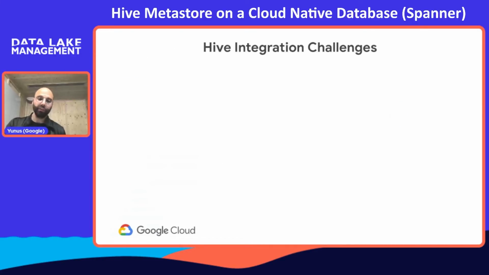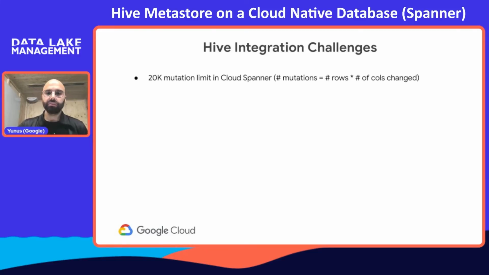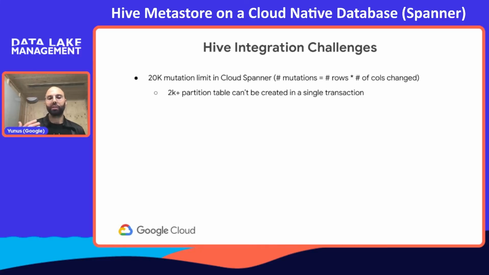What we dealt with in the Hive integration challenges, some of them are like, in Spanner you can do 20K mutations in one single transaction, and mutations are inserts, deletes, etc. And the number of mutations is the number of rows times the number of columns. It's not just rows, columns as well. The partitions table inside Metastore has 8 or so columns, which means that if the number of partitions of a data warehouse table is more than 2K, then Spanner was giving errors.